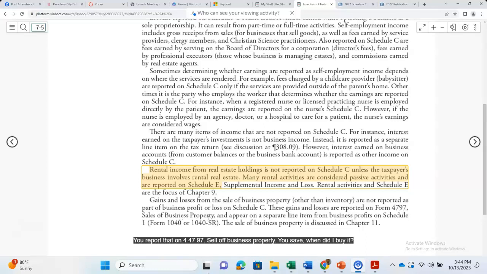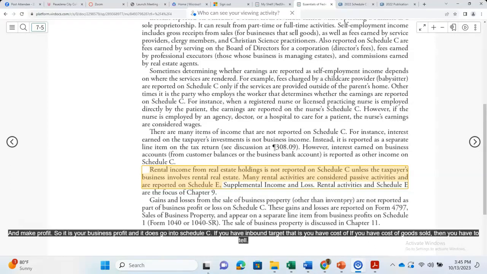You say, when did I buy it? How much was the basis? When did I sell it? And so on and so forth. So that way you can report that gain or loss and it goes in Schedule 1. However, if you sell any inventory, it is an asset of your business, but the purpose is to sell it and make profit. So it is your business profit, and it does go into Schedule C.